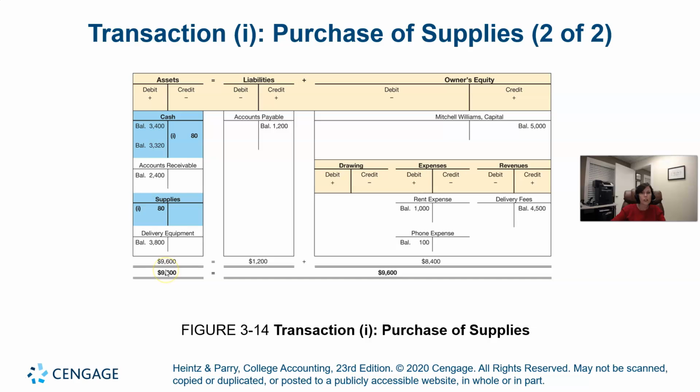And it doesn't change our total asset picture from the last time because all we have done is shift the nature of our assets. We've turned $80 of cash into $80 in supplies. Nothing happens on the right side of the equal sign, so we remain in balance.